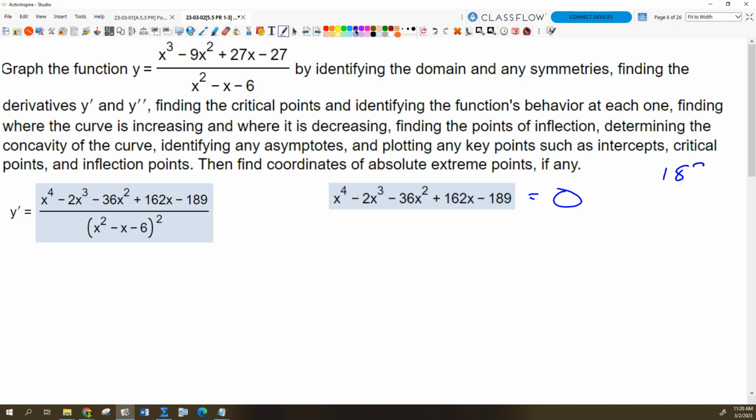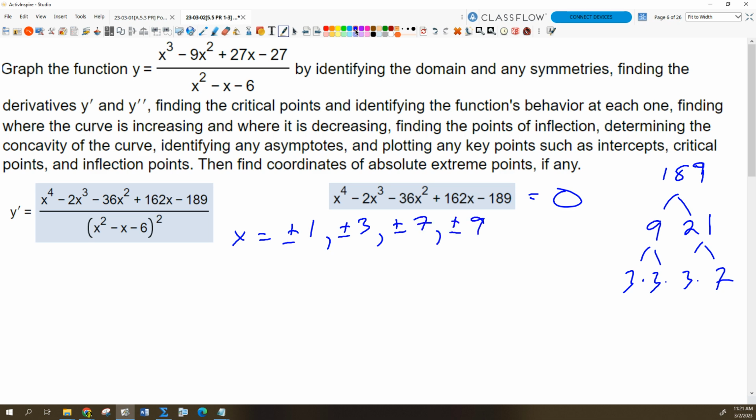I mean, if I made a factor tree out of 189, well, 189 is divisible by 9, right? Because the sum of the digits is divisible by 9. So it's 9 times 21. So I'm going to get 3, 3, 3, 7. Those are the factors. So what would I choose then? The numbers I would have to test would be x equals plus or minus 1, plus or minus 3, plus or minus 7, plus or minus 9, plus or minus 21. Those are all different factors I could make out of those prime factors. And I would start with the easy ones and just work my way down. I would cross out the ones.